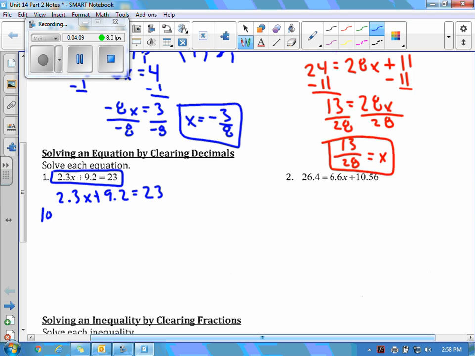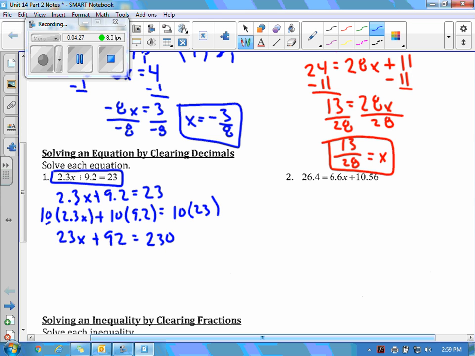So I'm going to do 10 times 2.3x plus 10 times 9.2 equals 10 times 23. Multiplying everything by 10, so I have 1 decimal place, which means I have 1 zero. So that's going to give me 23x plus 92 equals 230. So now it's a 2-step equation, so I subtract 92 on both sides. I get 23x equals 138. Then my last step is to divide by 23. 138 divided by 23 is 6. So that'll be my answer there.